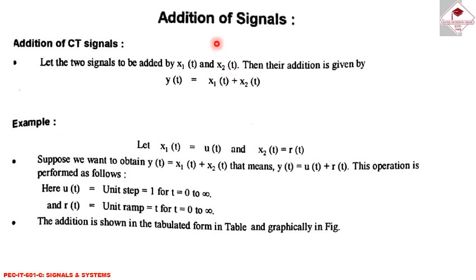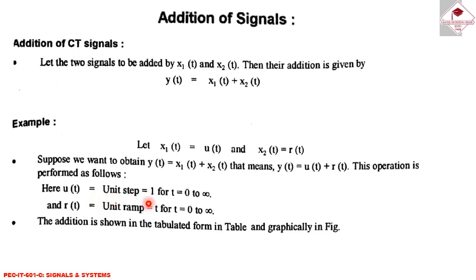Next is addition of two signals. Let the two signals to be added be x1(t) and x2(t), then their addition is given by y(t) is equal to x1(t) plus x2(t). Now let us assume x1(t) is equal to u(t) and x2(t) is equal to r(t), the unit step function and ramp function. Suppose we want to obtain y(t) is equal to x1(t) plus x2(t), that means y(t) is equal to u(t) plus r(t). This operation is performed as follows.